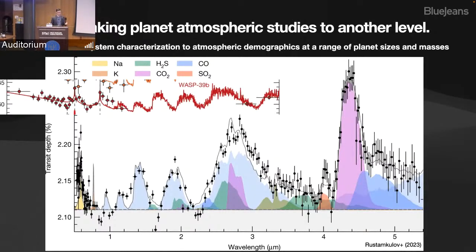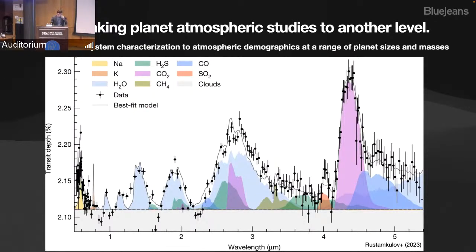And this has constrained some of the most interesting components of the planetary atmosphere. So in addition to the already detected sodium and potassium emission, JWST detected expected equilibrium features of water, carbon dioxide, carbon monoxide, and clouds at very high signal to noise. In addition, it detected this less expected disequilibrium SO2 feature right around 4 microns.